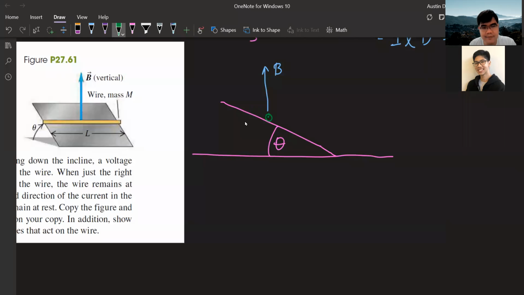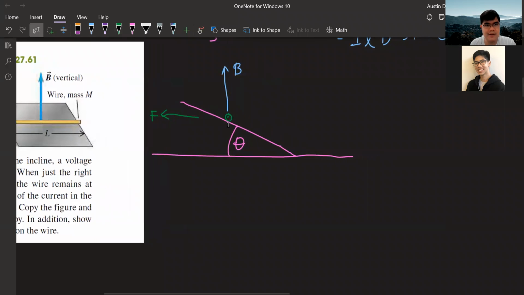Ganyan. Kasi pag ginawa mo yung right hand rule, ang lalabas na force ay towards to the left. Okay? Siyempre, pag to the right yung force, malalaglag siya lalo, di ba? So with this, ito yung gusto natin. Okay, drawing ko lang na mas maayos. So we want this force to be something like this.